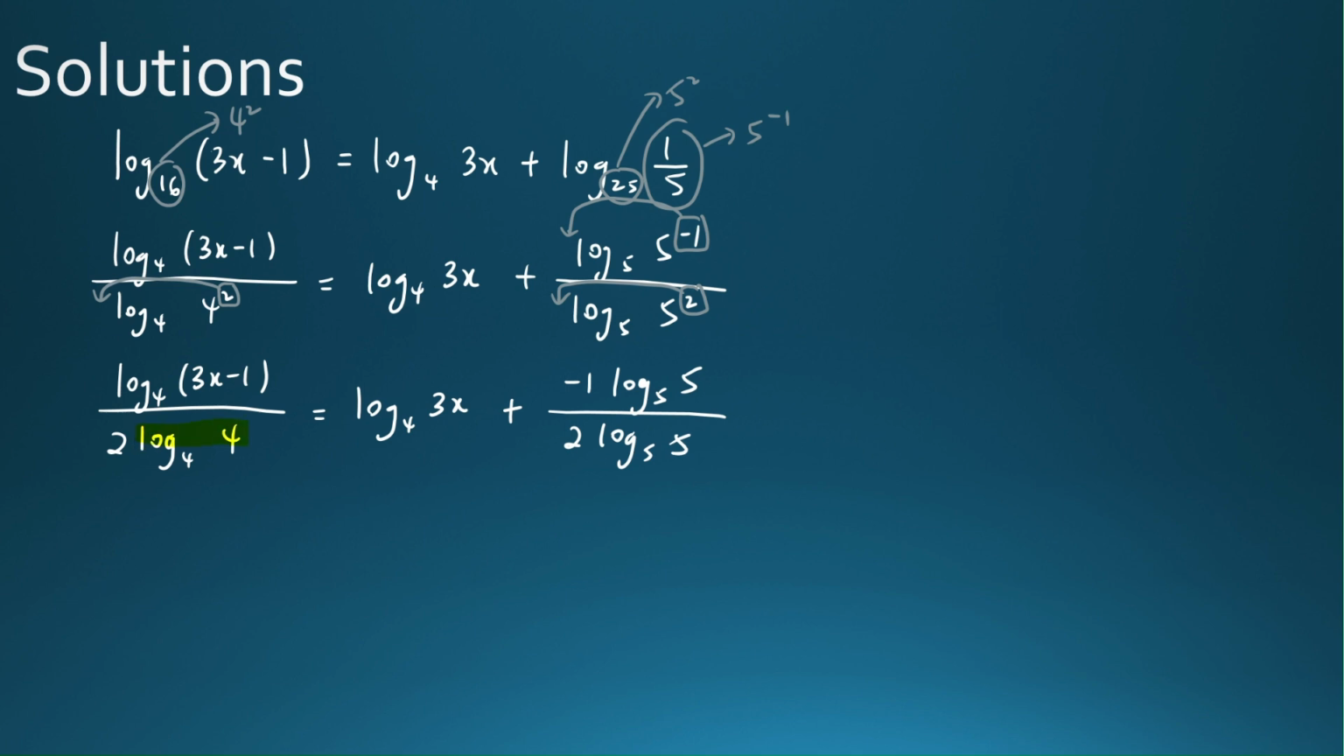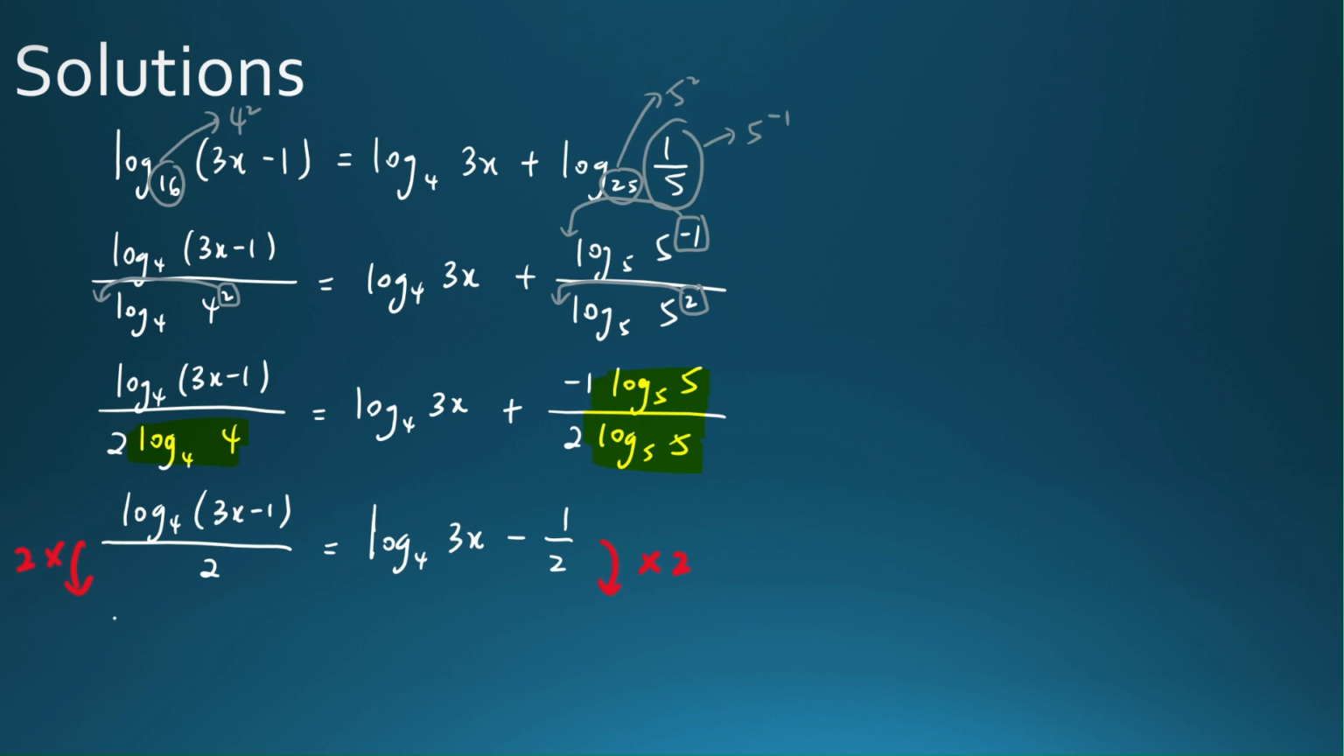And you should know that log base 4 of 4, log base 5 of 5, they are all equivalent to 1. So next step, it's going to be a little bit simpler. So I have 2 denominator, and log base 4, 3x stays the same. But for the next one, it's going to be minus half. So I see that I have denominator 2 on both sides here. I'm going to multiply 2 throughout.